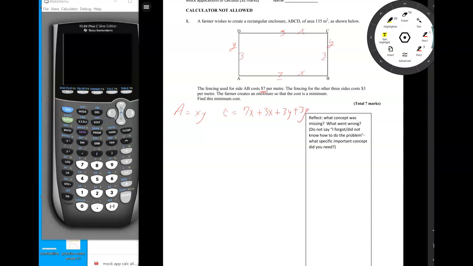We have two equations. One of them is the constraint equation, although at this point, both of them have three variables. The first one has A, X, and Y. The second one has C, X, and Y. But we still haven't used the fact that the area that the farmer wants is 135 meters squared. And we can just plug that in. And then the area equation only has two variables in it now. So that makes it the constraint equation.